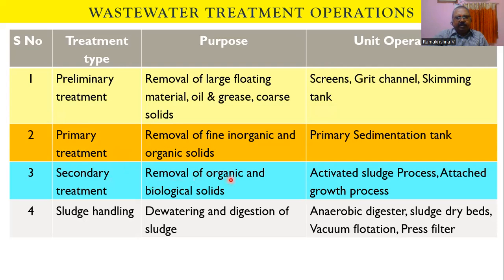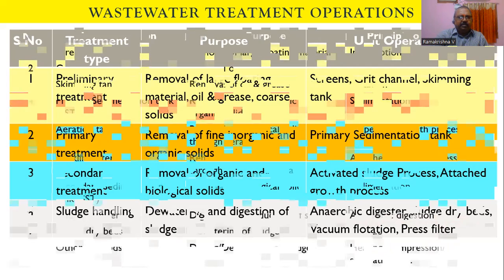The secondary treatment system, as I mentioned, removes organic and biological solids. Here we are showing the activated sludge process and the attached growth process. This is a biological treatment system. And whatever sludge comes out from the sedimentation tank should be dewatered and digested. That is the purpose. We have the anaerobic digester, sludge drying beds, vacuum flotation, pressure filter, etc. But out of all these, either the anaerobic digester or sludge drying beds are generally used in common wastewater treatment plants for community purposes.